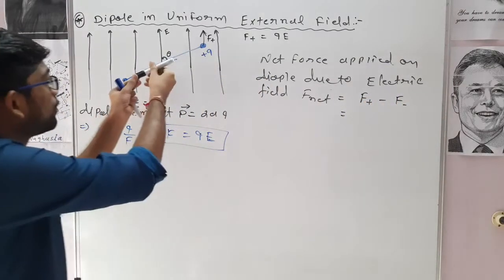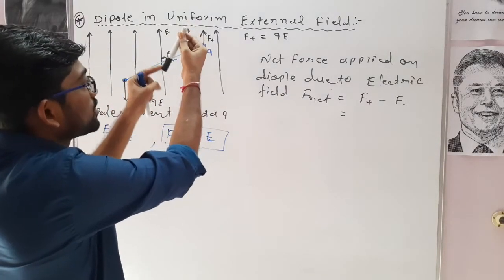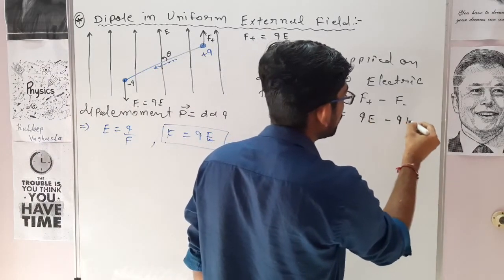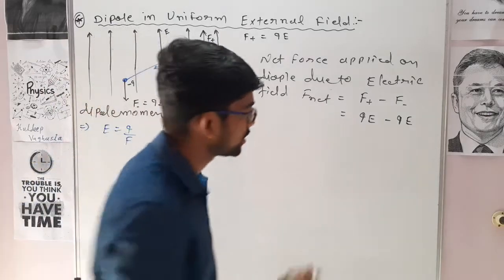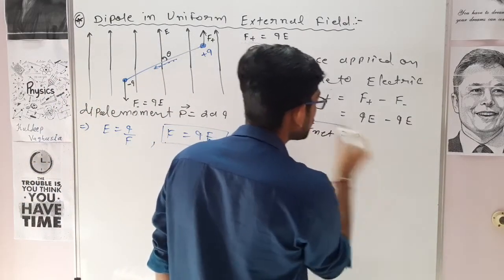See, in a dipole, one charge has force in the upward direction, and one has force in the downward direction. So this is QE and here is also QE. Otherwise, with the sign, if you total it, you will also get the same answer. Then the net force is 0. Here the net force is 0.